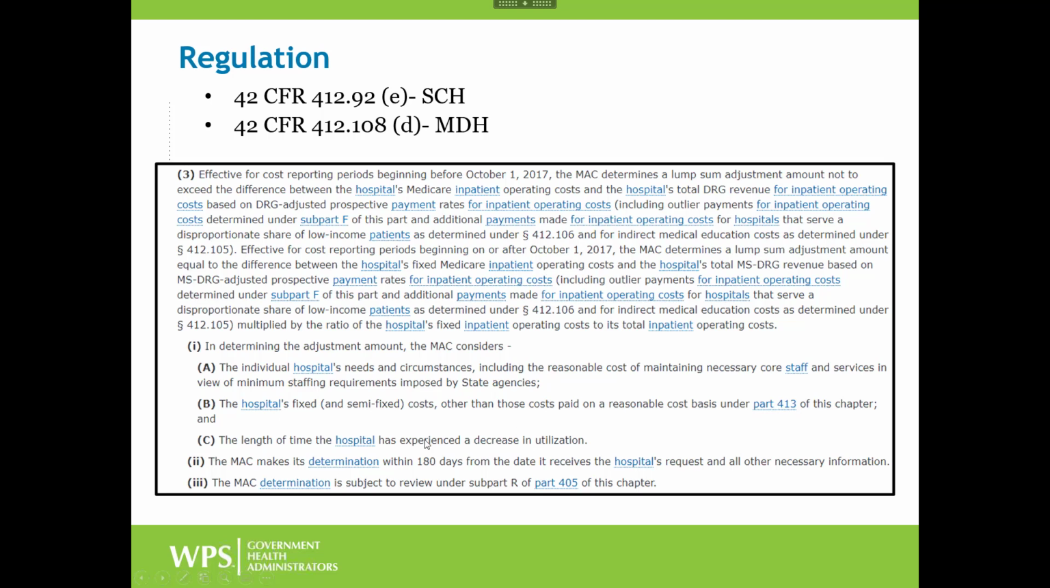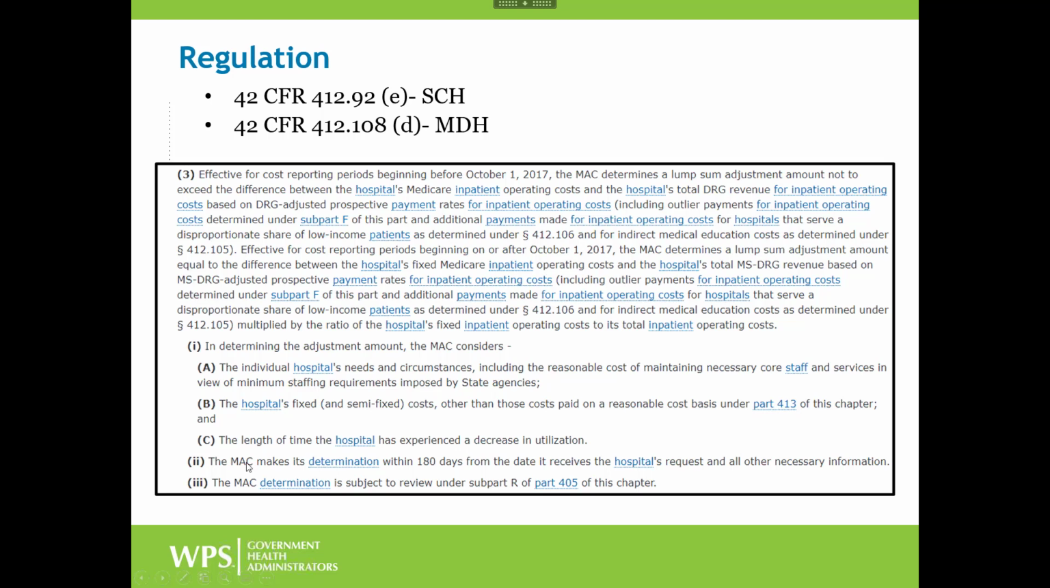If this decrease has been continuing steadily for a long time, first of all, you may not hit the 5%, which means you wouldn't qualify to begin with. But if it's an expected decrease, there's an expectation that the hospital would have taken steps to reduce these fixed costs. And the idea behind that is that fixed costs in the short run are not necessarily controllable, but in the longer run, they are controllable. At some point, it's reasonable for a hospital to take steps to reduce those fixed costs.